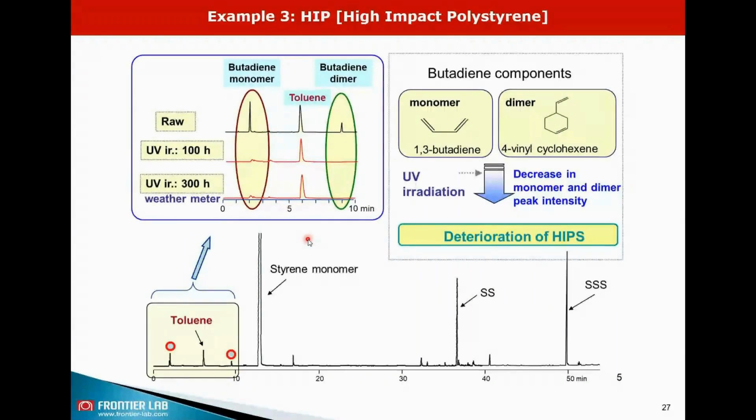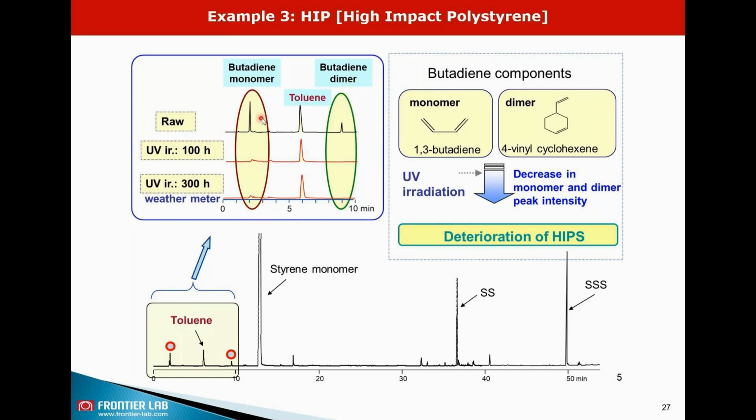Now, how does it affect my chemistry is something that we are interested to look at. When you have butadiene as part of this high impact polystyrene, the raw high impact polystyrene will produce a prominent peak for butadiene monomer and dimer. Now when you expose it to the UV light for different durations like 100 hours and 300 hours, you can see the butadiene monomer and butadiene dimer peaks are totally disappearing.